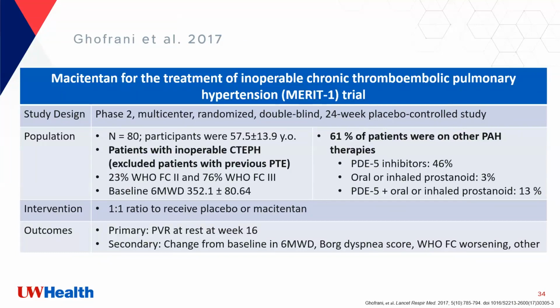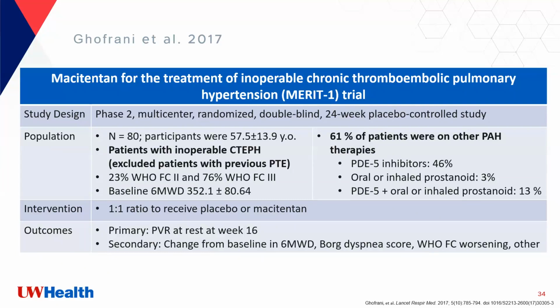Unlike the last study, it included patients with inoperable CTEPH or patients who were symptomatic after the surgery, so that's one important difference here. It included 23% of patients in WHO functional class 2 and 76% of patients in WHO functional class 3, with baseline 6-minute walk distance similar to the previous study at 352. An important difference is that in this study, they did allow other pulmonary arterial hypertension therapies.